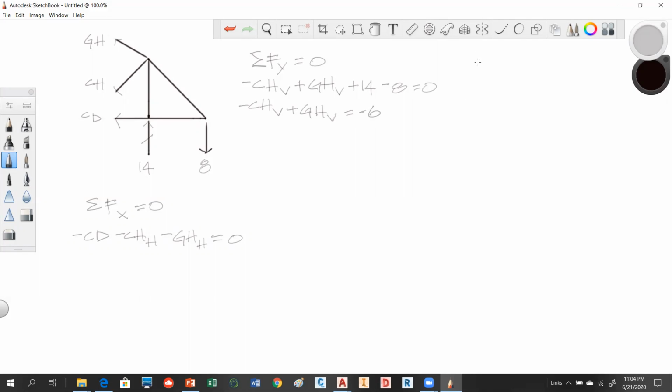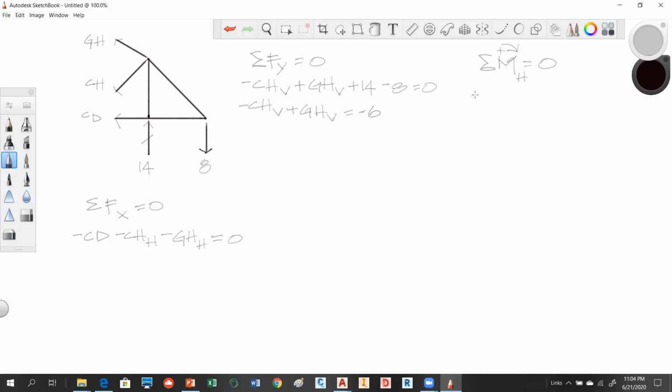Let's take a moment. Now remember, we can take moments pretty much anywhere. We've got two obvious really good places, one here at H, which would resolve CD, and one here at C, which would help us to resolve G. So I'm going to take a moment at H first. And at H, while we're up here, it's going to knock out 14 and CH and GH.